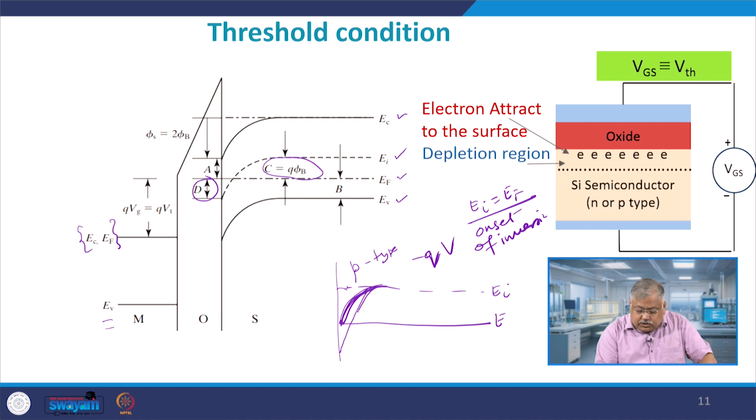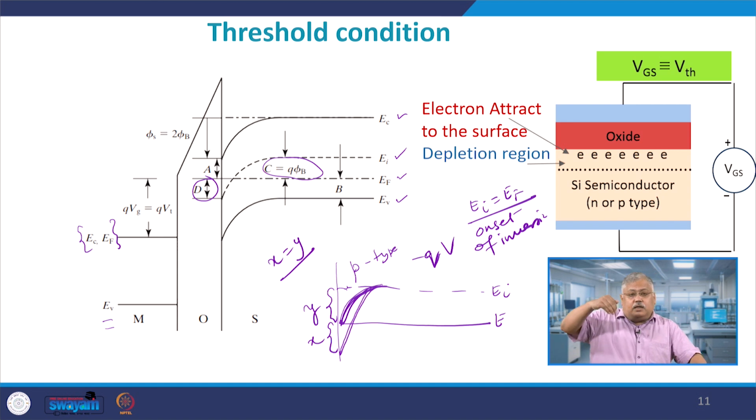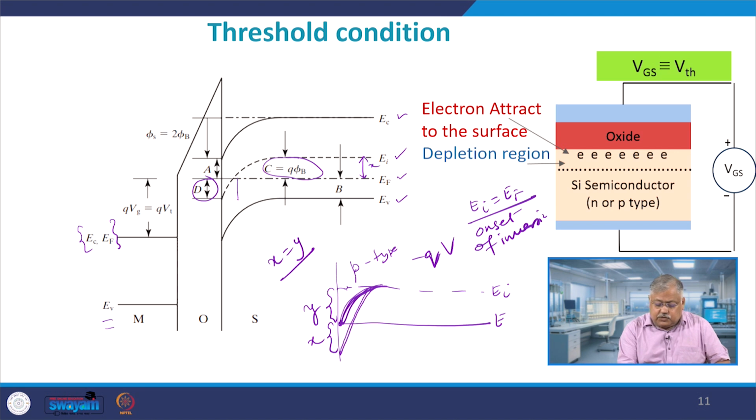And when EI goes further down, and this distance, suppose this is X and this is Y, when X equals Y, right, it has now become lower than the Fermi level by as much as it was initially higher than the Fermi level, then we define that as strong inversion, right. So, inversion is when EI meets EF at the interface. What is strong inversion? When EI crosses EF by 2 times. So, initially this distance was X and this distance is also X, then we define this as deep inversion.